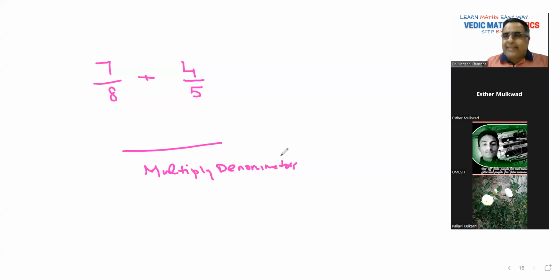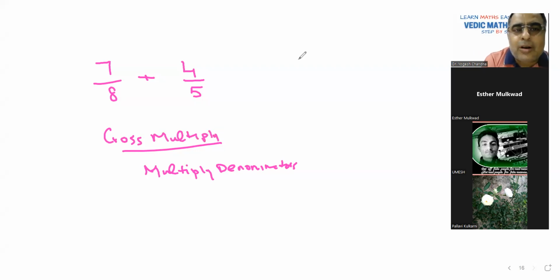No LCM, no HCF. Multiply the denominators. Cross multiply. That's all. So 7 into 5 plus 4 into 8, 40.